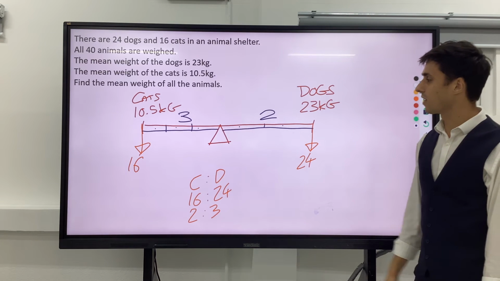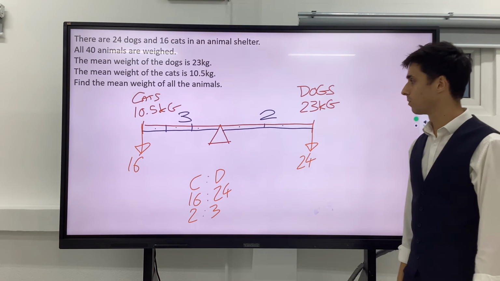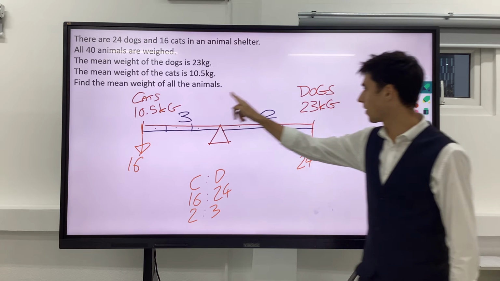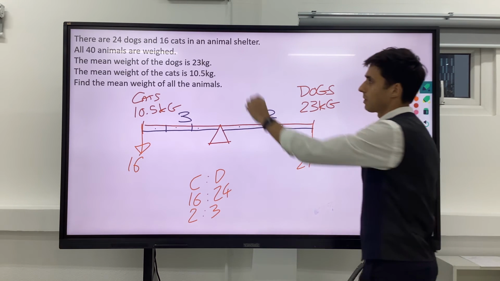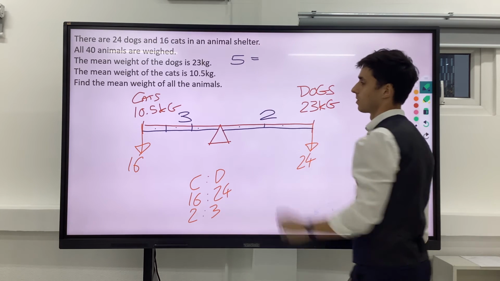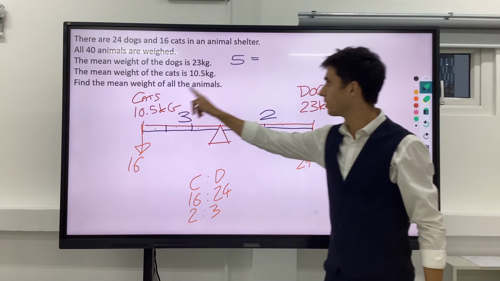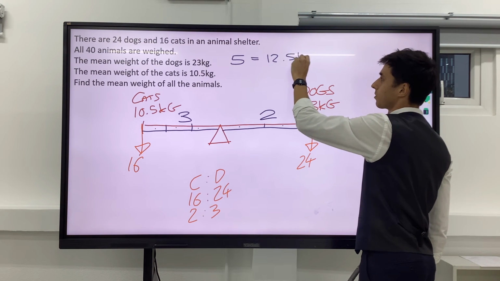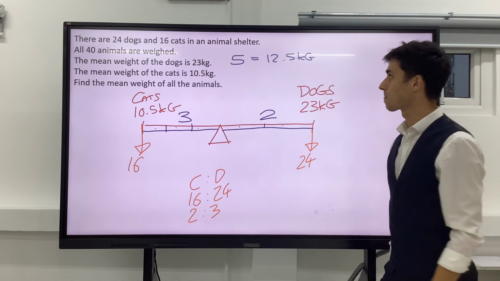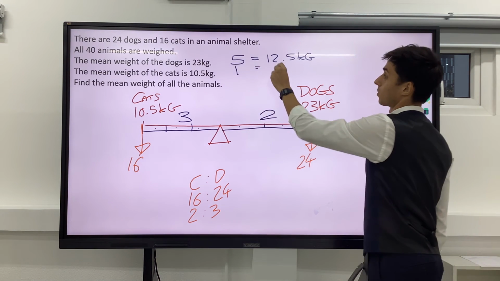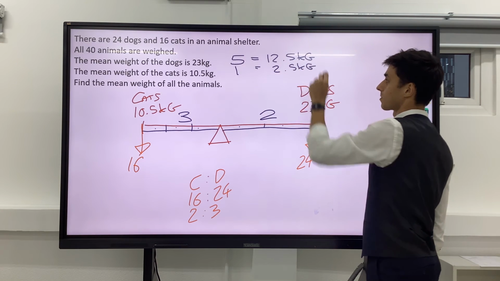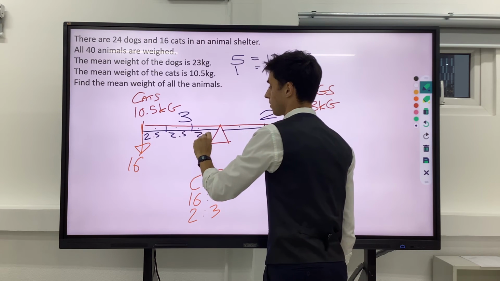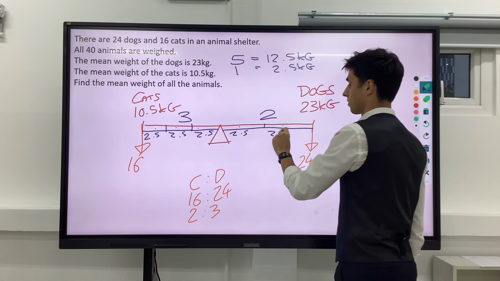So our next step then is finding what is the size of one block. And we've got 5 blocks from 10.5 to 23. So we can make a note here. We've got 5 parts. A distance from 10.5 to 23 is 12.5. So 5 equals 12.5 kilograms in our ratio. So one part of our ratio is going to be 2.5 kilograms. Now we can mark this in then. So 2.5, 2.5, 2.5, 2.5, 2.5.